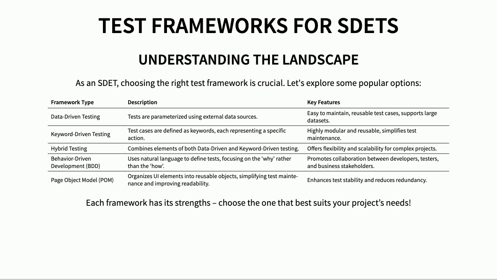Hybrid frameworks combine the best parts of these two. Behavior-driven development focuses on defining why a test needs to run, using plain language, and that really helps with collaboration. And finally, the Page Object Model, POM, is a brilliant way to organize your UI elements into reusable objects, making tests more stable and easier to maintain.